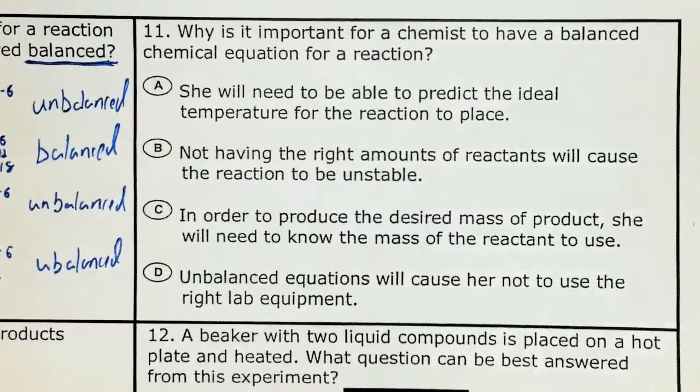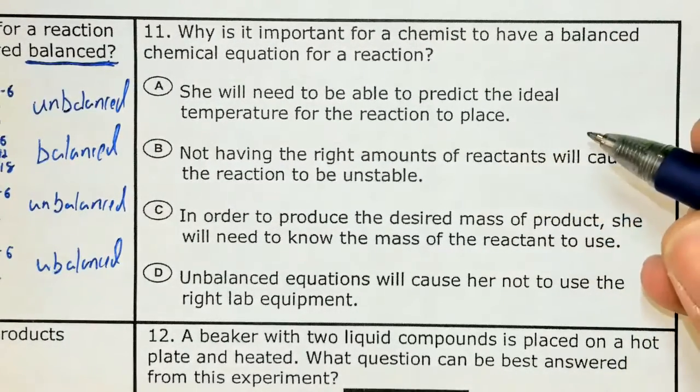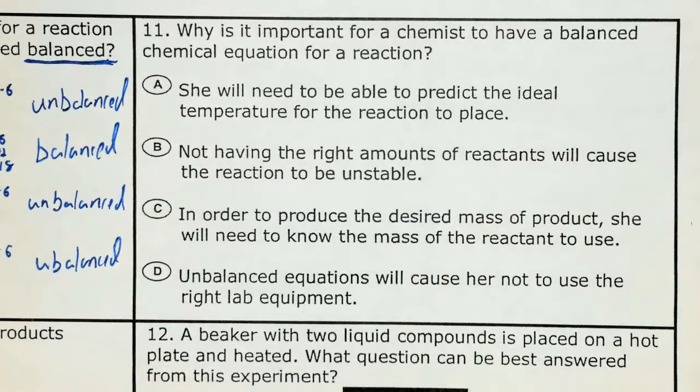On number 11, why is it important for a chemist to have a balanced equation for a reaction? Well, guys, again, the law of conservation of matter, nothing can be created nor destroyed. It has to come from somewhere, just like the law of conservation of energy. We studied that when we talked about Newton's laws. Energy can't come out of nowhere. It has to be created, has to be transferred into another form of energy.